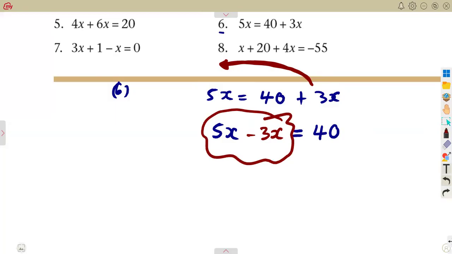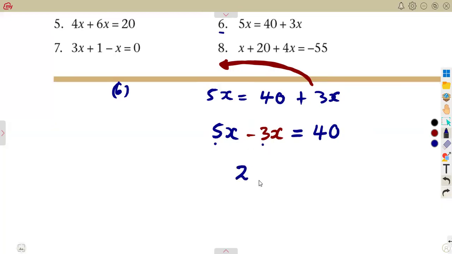So we can combine them using the concept of addition and subtraction. These are like terms. 5 minus 3, that is going to be 2. So 2x is equal to 40. The multiplicative inverse, you're multiplying there, so simply divide by the number that is multiplying, which is 2. Divide by 2 on both sides.